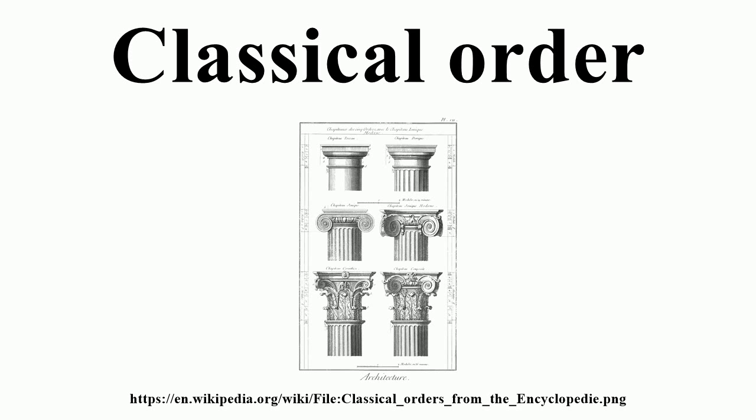Composite Order. The Composite Order is a mixed order, combining the volutes of the Ionic with the leaves of the Corinthian Order. Until the Renaissance it was not ranked as a separate order. Instead it was considered as a late Roman form of the Corinthian Order. The column of the Composite Order is 10 diameters high.